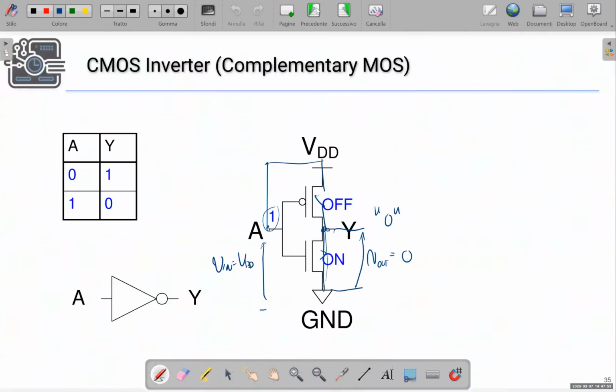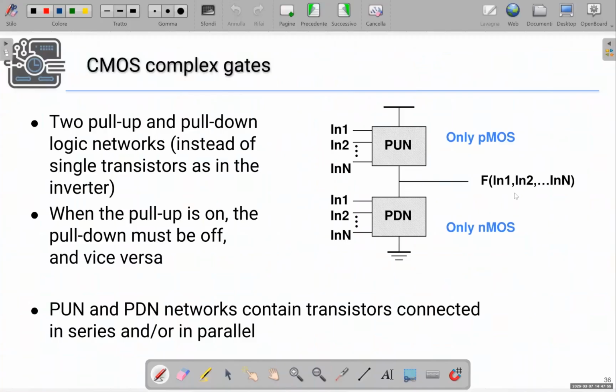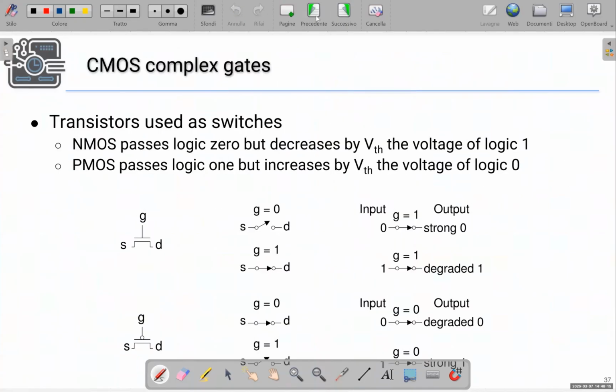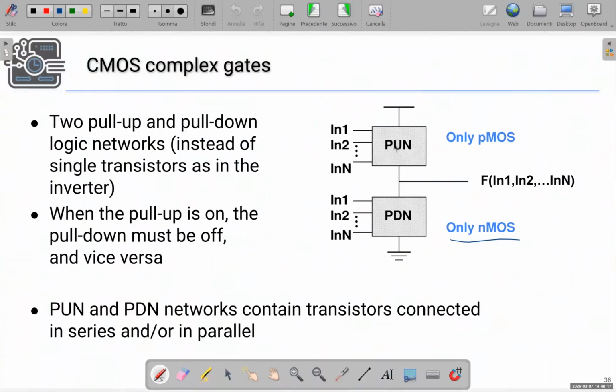In a similar way and with a very similar reasoning, we can say that in the pull-down network, we can just use NMOS devices and we cannot use PMOS transistors. Okay? Another important comment: in this structure, we need to make sure that the pull-up network is on, that is, provides a connection between the supply and the output, only when the pull-down network is off, and vice versa.